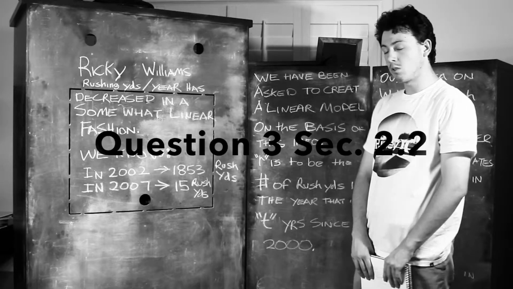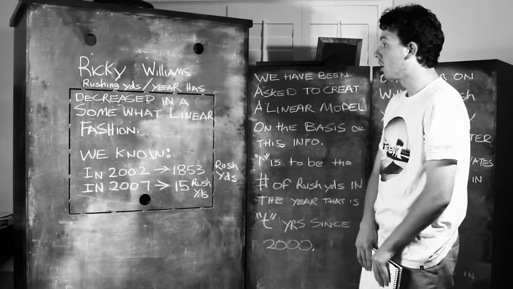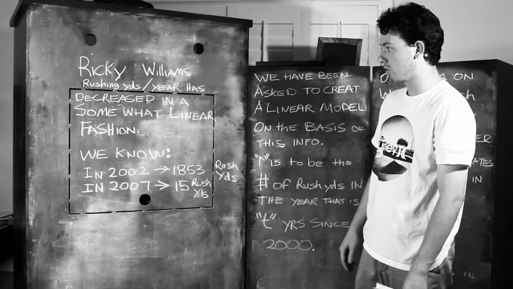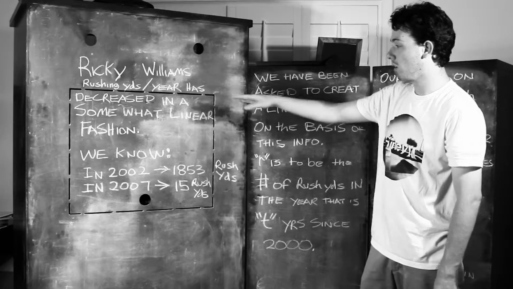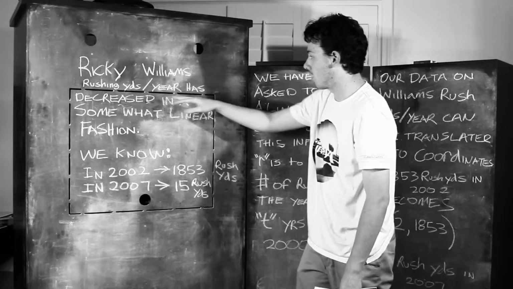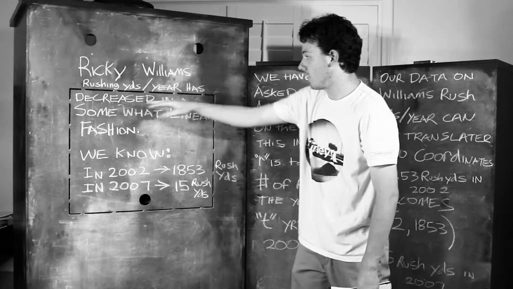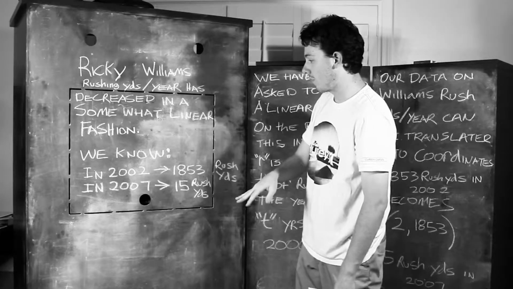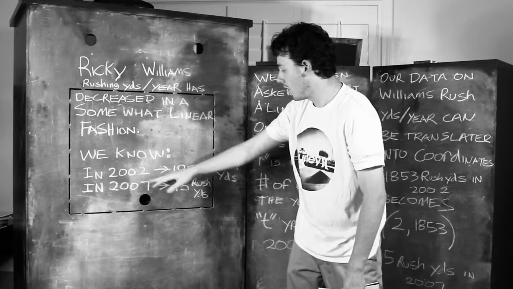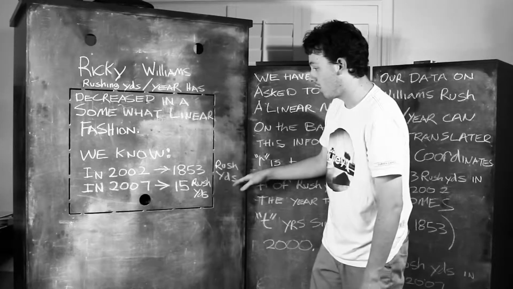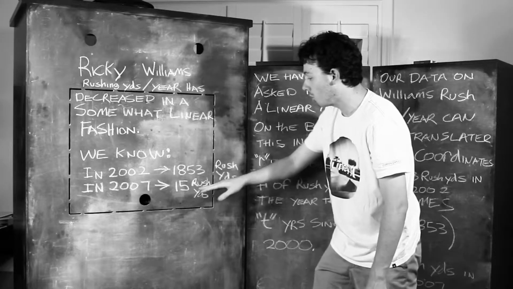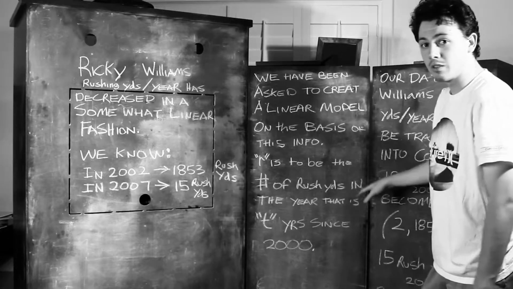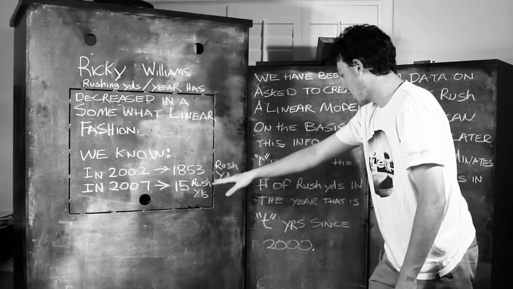This is from section 2.2 homework, question 3. It's about a famous football star known as Ricky Williams that had a kind of terrible downturn of a career. What we know is that Ricky Williams' rushing yards per year steadily decreased in a somewhat linear fashion. In 2002, he completed 1853 rushing yards, but in 2007, he only completed 15. So we've been asked to create a linear model based on that information.